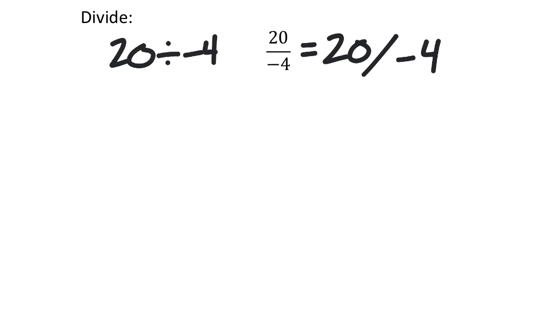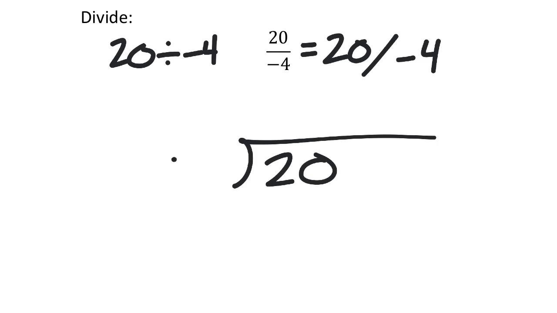But like I said, if we were to do this with long division, and, well, we'll address the negative thing here in a second. So, long division, right? So I got 20 divided by negative 4. Now, division works the same way as multiplication. If you got an odd number of negatives, the answer is a negative. If you have an even number of negatives in a division problem, the answer is a positive.